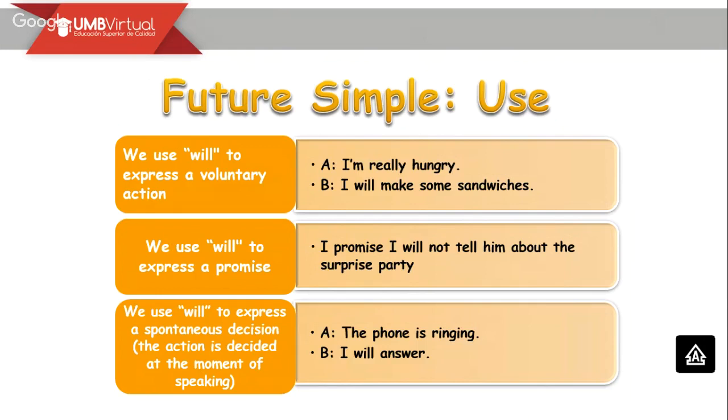For the first one, we use will to express a voluntary action. Okay, so for example, there are two speakers in this conversation. Speaker A says, I'm really hungry. And the second speaker listens to this person and answers, I will make some sandwiches.